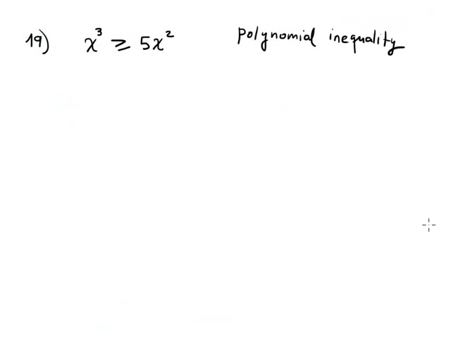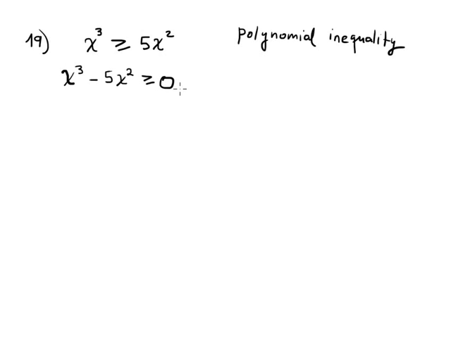Question 19 is a typical polynomial inequality. The solution of a polynomial inequality is only possible by using the method of the changing sign chart. So first of all, you must write the inequality. Try to get the right-hand side to be 0.